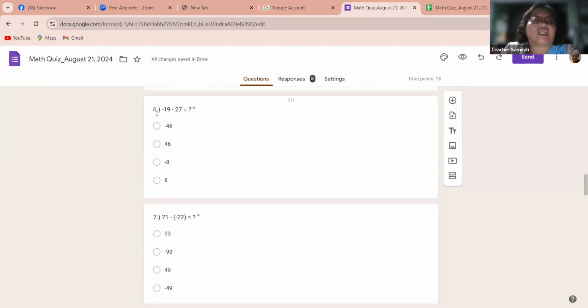Okay. Number 6. Look at number 6. What operation did we use for number 6? Is it addition or subtraction? So I'm going to read the problem. Negative 19 minus 27. So what operation did we use?